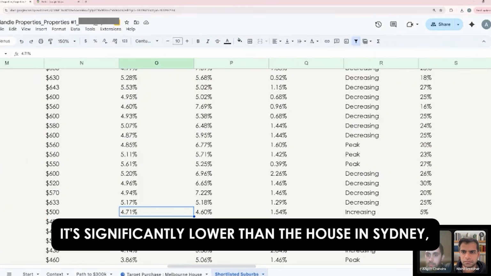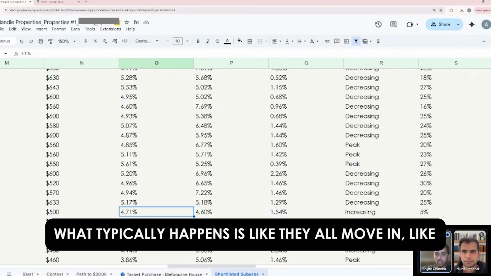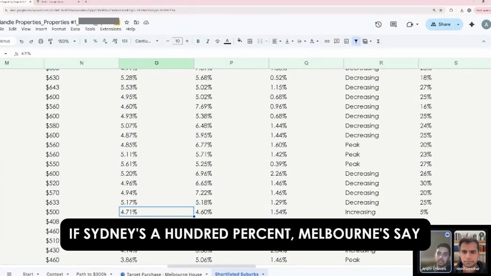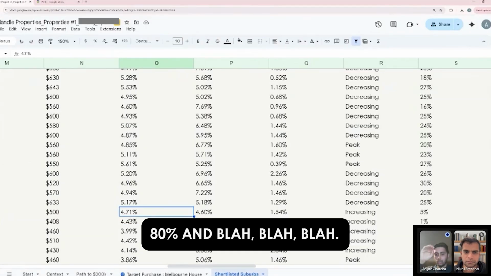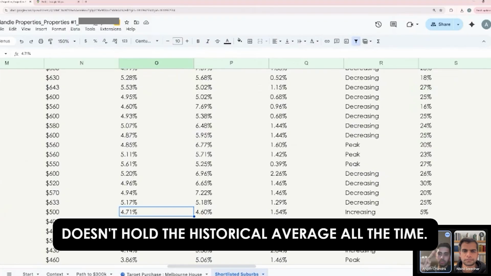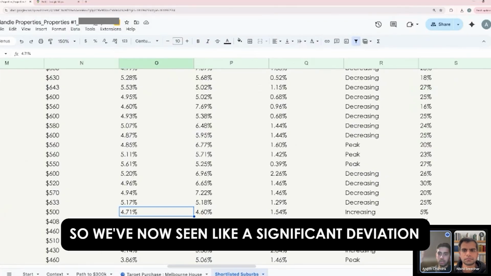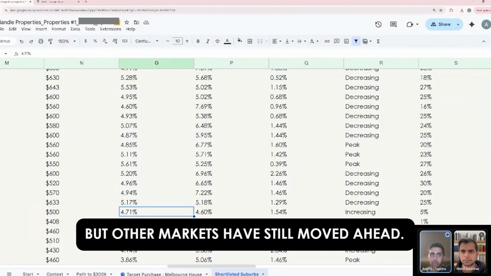It's significantly lower than the house in Sydney, whereas typically the price grows. What typically happens is they all move in, if Sydney's 100%, Melbourne's usually like 85% of the Sydney price, and Brisbane's 80%. But because each market grows at different times, it doesn't hold the historical average all the time, there are deviations all the time. So we've now seen a significant deviation where the Melbourne property prices steadied out, but other markets have still moved ahead.